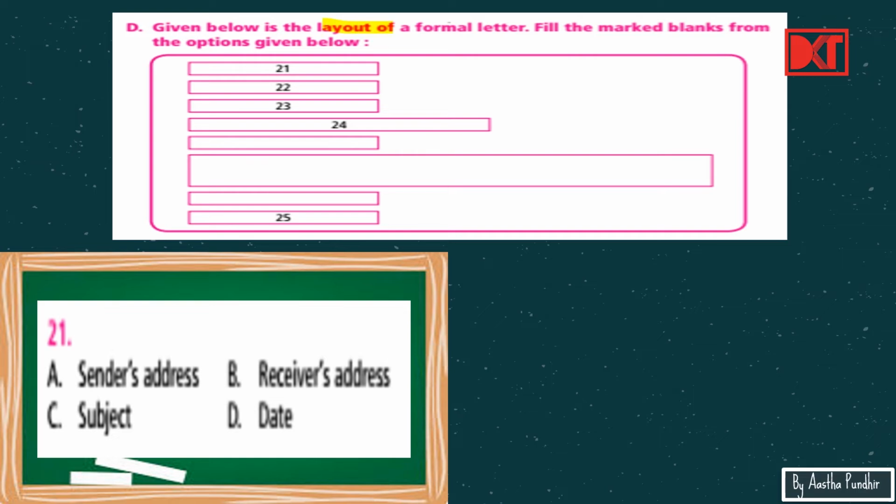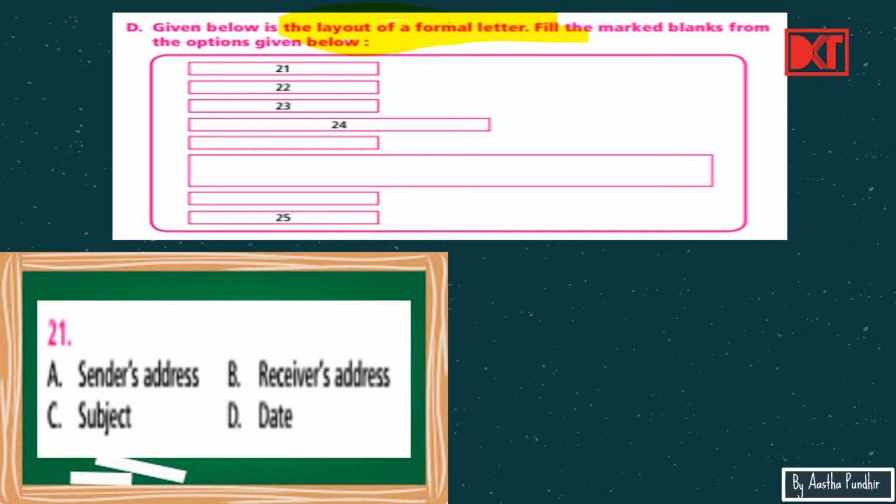Alright, so what do we have to do in here? Given below is the layout of a formal letter. Fill the marked blanks from the options given below. This is pretty easy. If you would have paid attention when we were discussing the format of the formal letter, then this would be really easy for you.